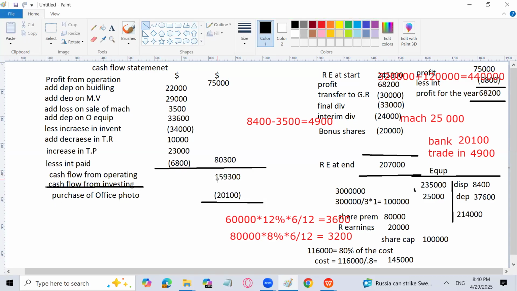Sir, the cash flow from operating is 155,300. But here it is 159. I have calculated that. That is 159,300. So what is the problem? If you just look at it, the difference is 4,000.